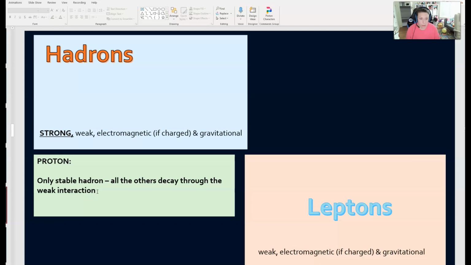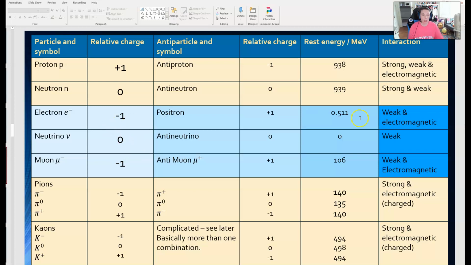Then we have the leptons. The leptons are particles that don't interact through the strong force, basically. So they can do weak, electromagnetic, and gravitational. If you look in our table, it's these three: the electron, the neutrino, and the muon.